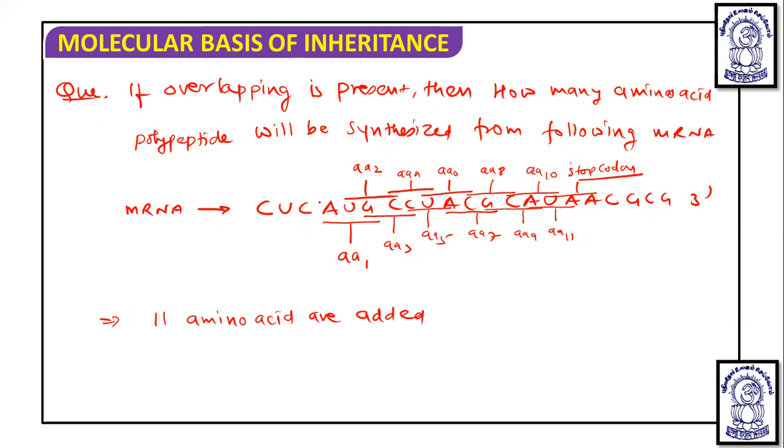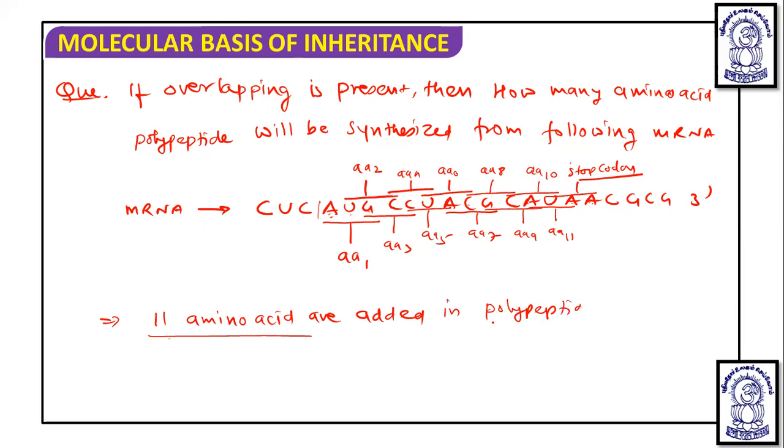But if you count easily, you can start counting: this will form one amino acid, then this will code for another amino acid, this will code for a third amino acid, because three successive nucleotides form one codon. So 1 2 3 4 5 6 7 8 9 10 and 11, but UAA is a stop codon, so that will not be coded. So 11 amino acids are added in a polypeptide.